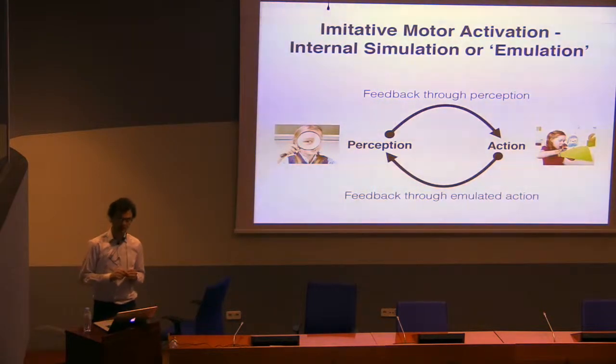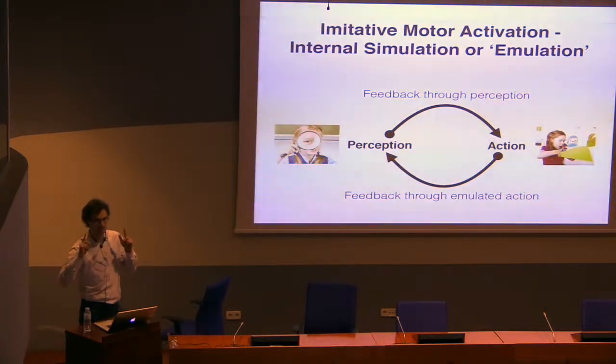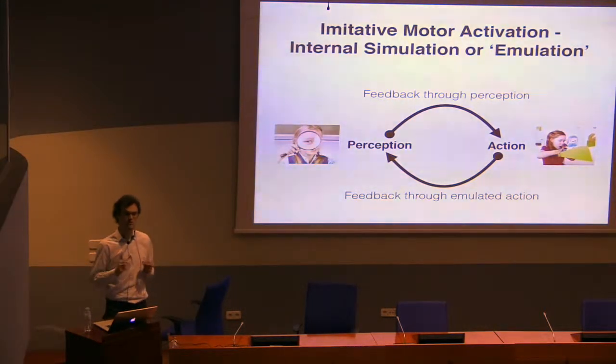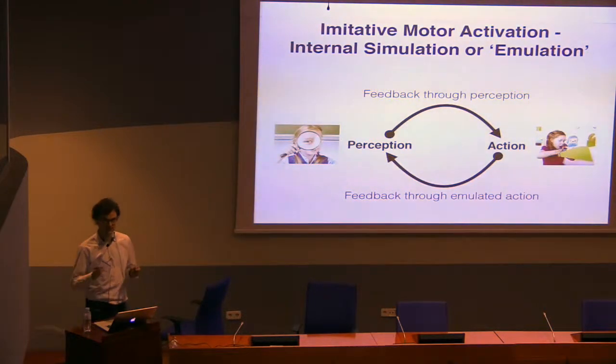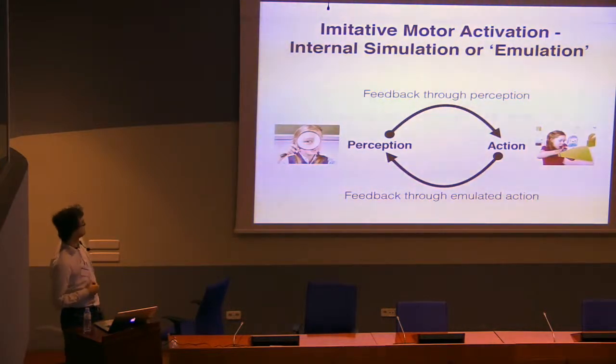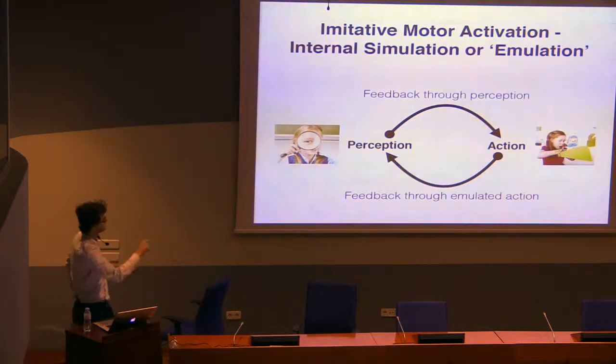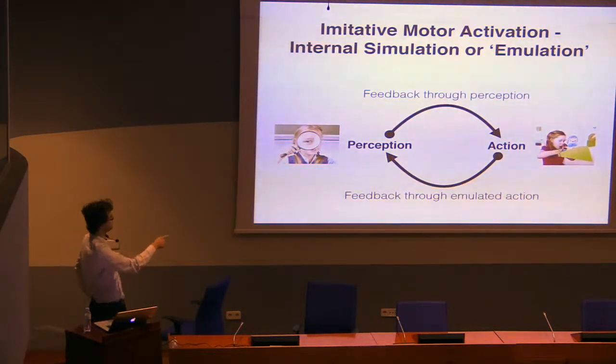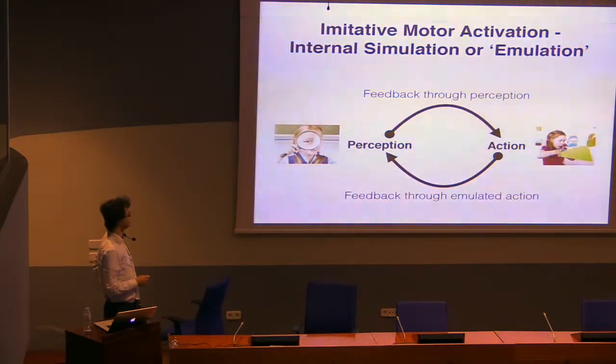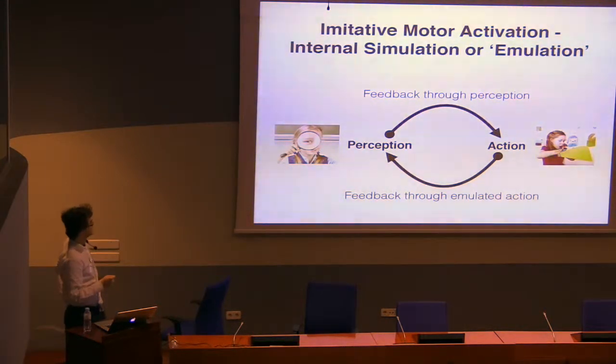When a human is perceiving someone else doing a movement, the same areas in the brain are activated as if that person was doing the action himself. So he is covertly simulating or emulating the perceived action. So there is feedback through perception for forming an action, and feedback through emulated action that steers perception. If you're more interested in that, there's a good paper summarizing this research by Günther Knoblich.